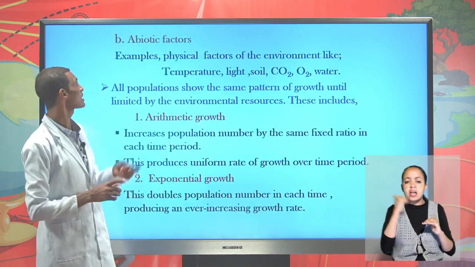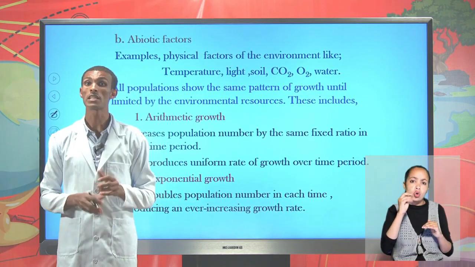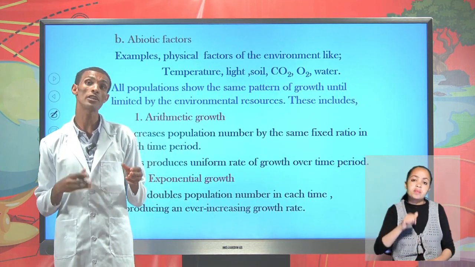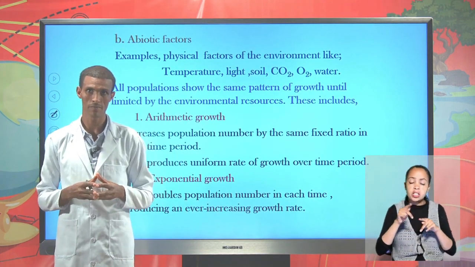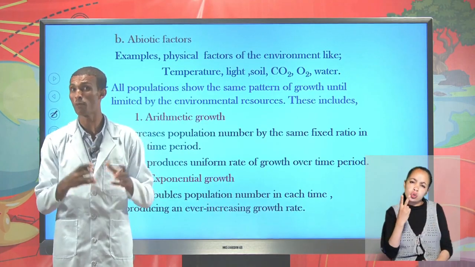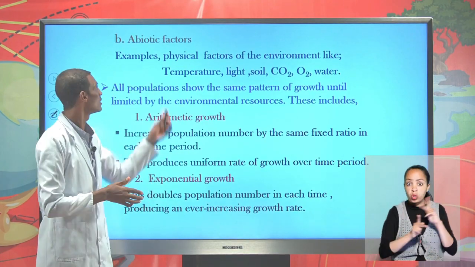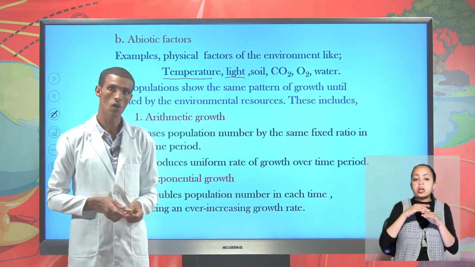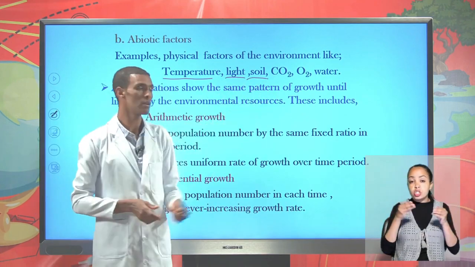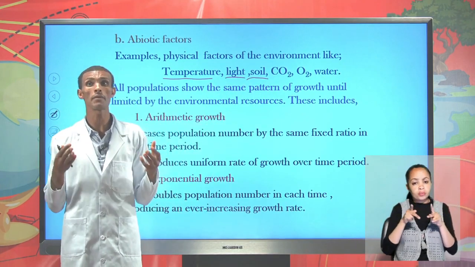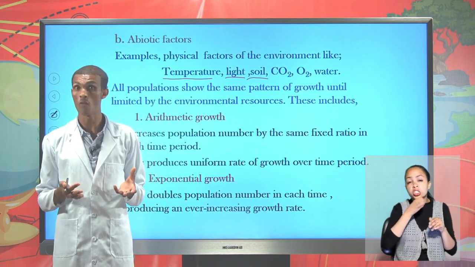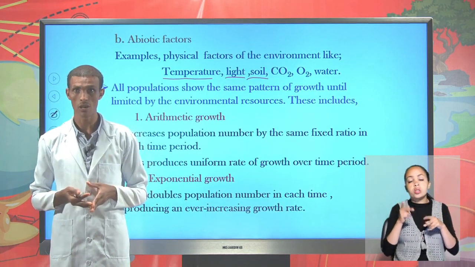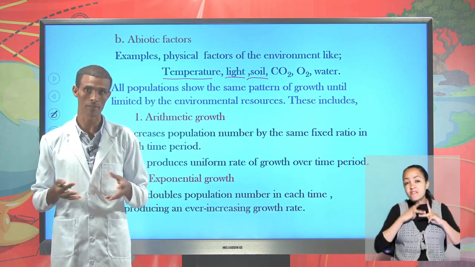Another factor is considered as an abiotic factor. This is considered as a physical factor. It is an effect of physical factor over a population size. These two factors can influence population. For example, the effect of temperature over a population, the effect of light intensity over a population, the effect of soil over a population, effect of carbon dioxide and oxygen concentration over a population size, the effect of water availability over a population size. We mean this is a physical factor.